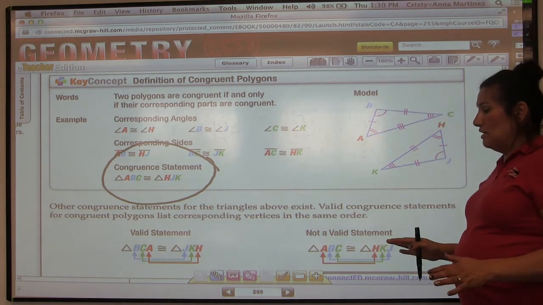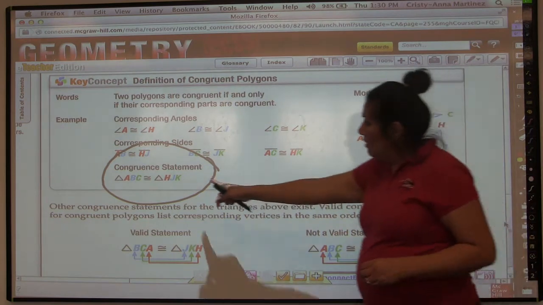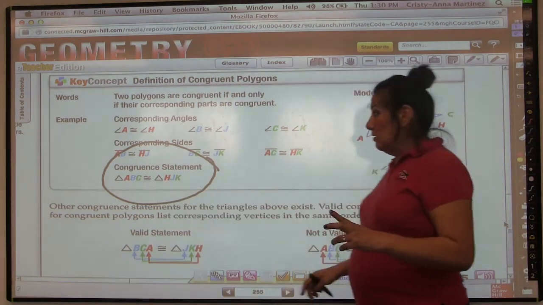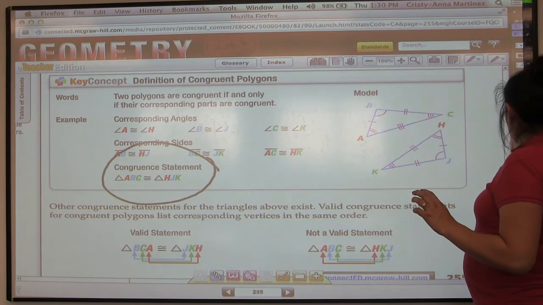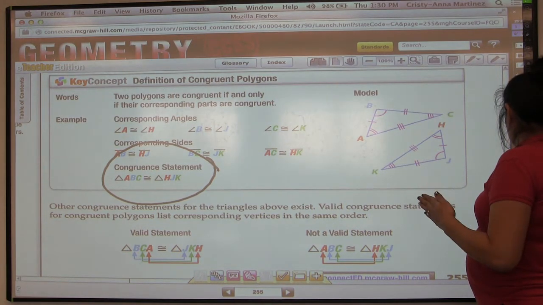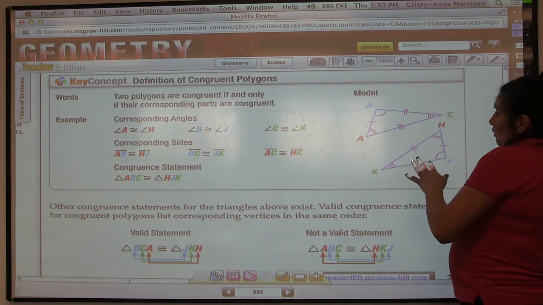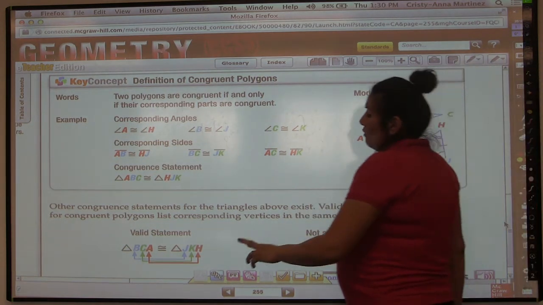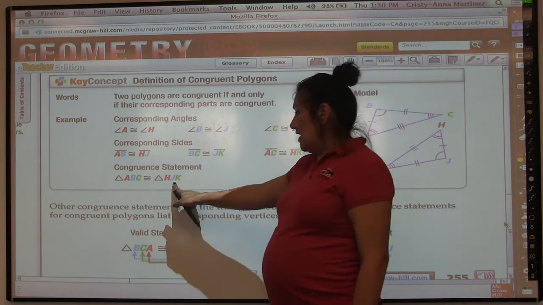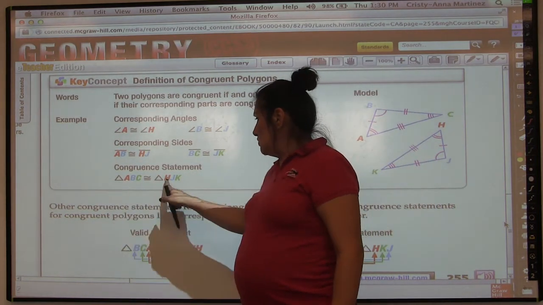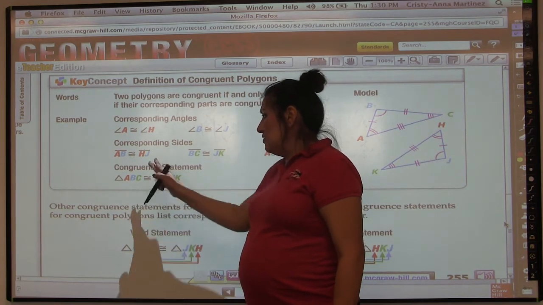And this is very important. The order in which you list the letters over here matters. It matters a big deal. Okay, all of the letters have to be in the same order that they are in the triangle. In other words, if I write triangle ABC, then I have to write HJK. In other words, A corresponds with H, B corresponds with J, C corresponds with K, and they're in the same position in the statement.